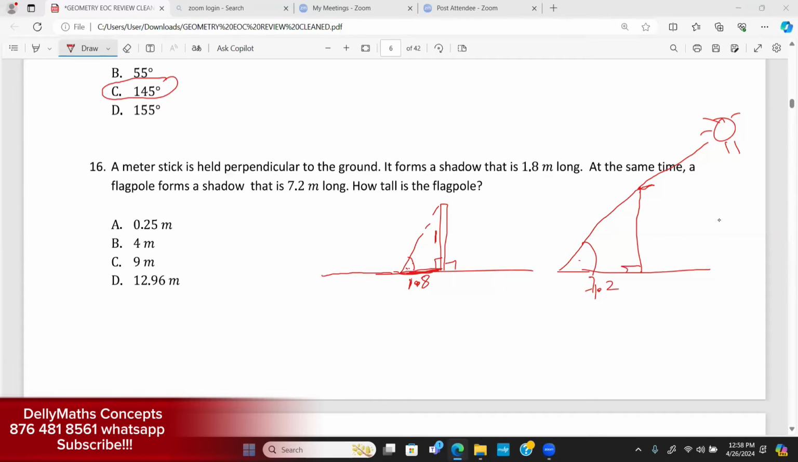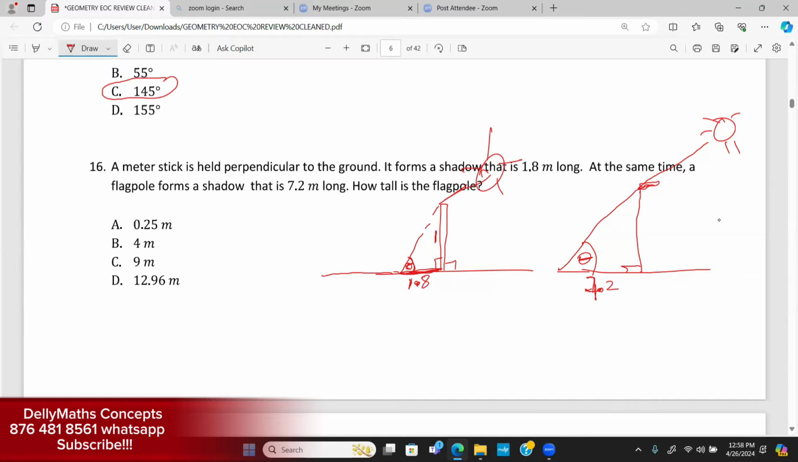So let us just quickly look at our flagpole here. This is our flagpole, and it formed a shadow of 7.2 meters here. Now, the sun is somewhere here, right? So what's going to happen is this angle here is going to be the same as this angle here. That's why they said at the same time. We're saying that the sun is at the same place, so the angle formed will be the same. The angle coming in from the sun will be the same.